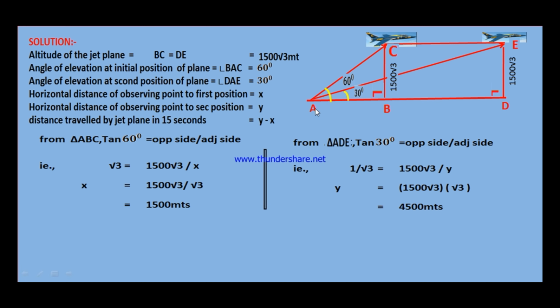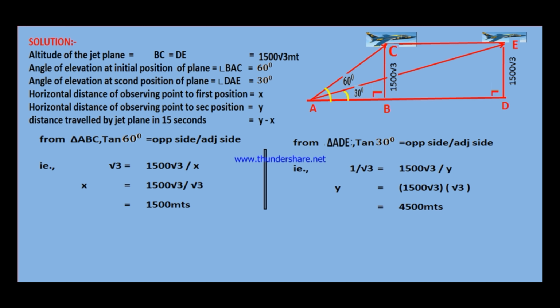Now let us take the second triangle ADE. From the triangle ADE, now the angle A is equal to 30 degrees. We know the opposite side and we have the adjacent side AD as y. Therefore go for tan. Tan 30 degrees is equal to opposite side by adjacent side. Tan 30 value is 1 by root 3. Opposite side is 1500 root 3 by y. Or y is equal to 1500 root 3 divided by 1 by root 3. That is 1500 root 3 into root 3. Root 3 into root 3 is 3. 3 into 1500 is 4500 meters.